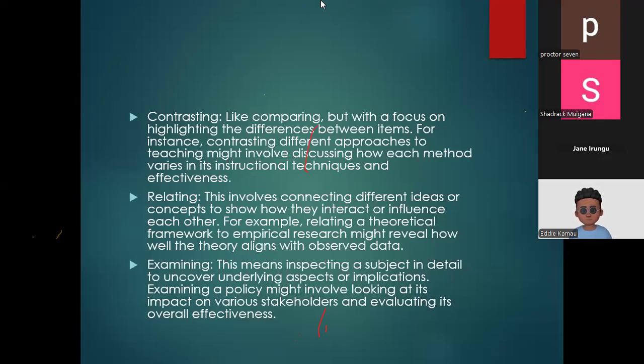Some people are talking in the background. What is it? Just want to, there's something I want to see here.